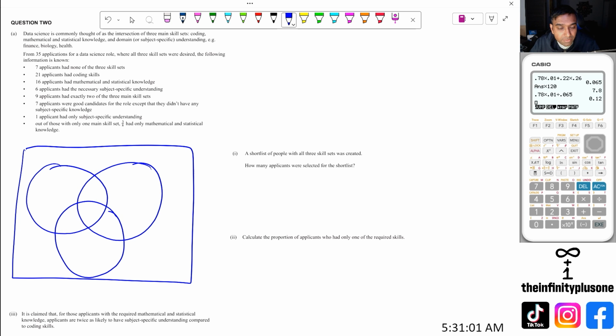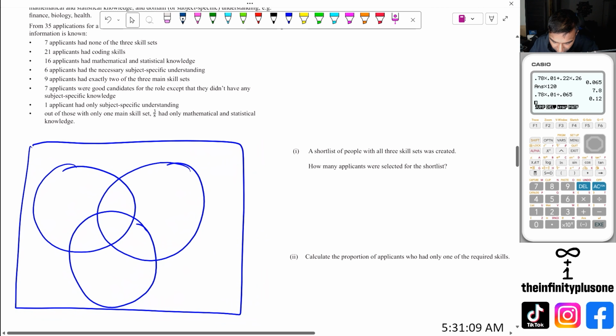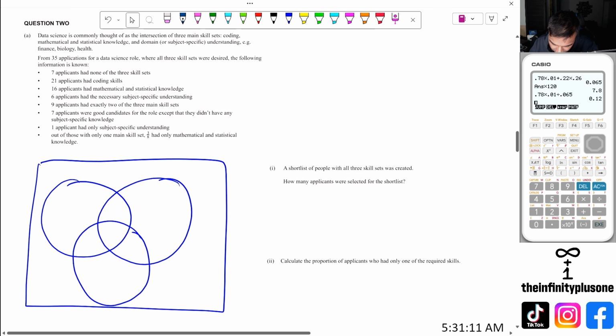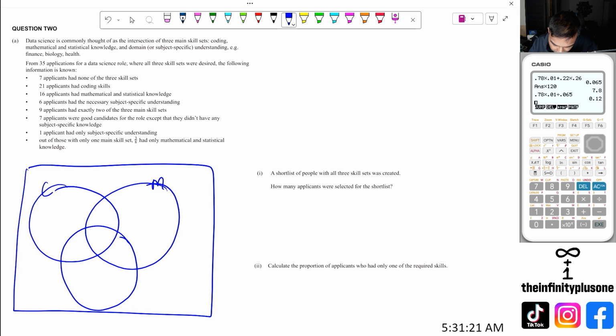So out of the 35, this entire box is going to be 35. Out of the 35, if you have a look at it, 7 of them had none of the 3 skill sets. So the skill sets we've got are coding, which I'm going to put as a C there. Then we've got maths and stats. And then we've got subject specific, with those 3 little circles there. Now it says 35 is total. 7 of them had none of it. So 7 is going to be outside.